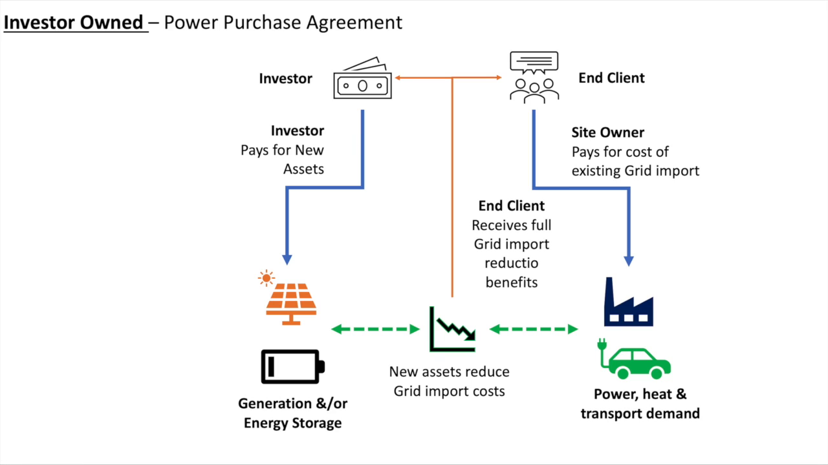For the end client, they're going to receive all of the grid import reduction benefits, whereas the investor will receive money for every kilowatt hour, for every unit that's used on site, and that's the power purchase agreement. And the investor may also receive any benefits from export income or other kinds of income that they may accrue for the assets in external markets. So that is an overview of the three different types that we can do in GridMAP.